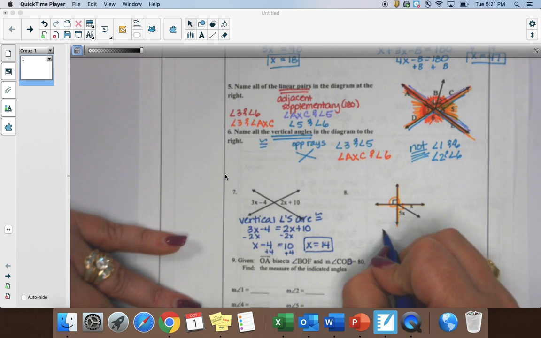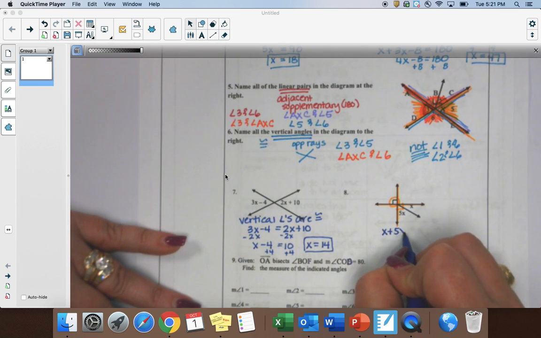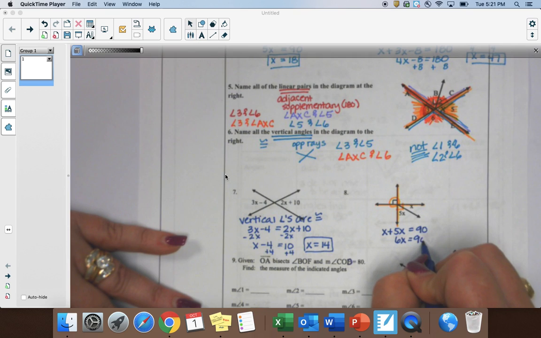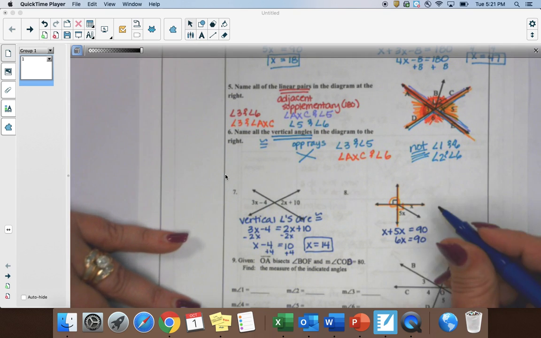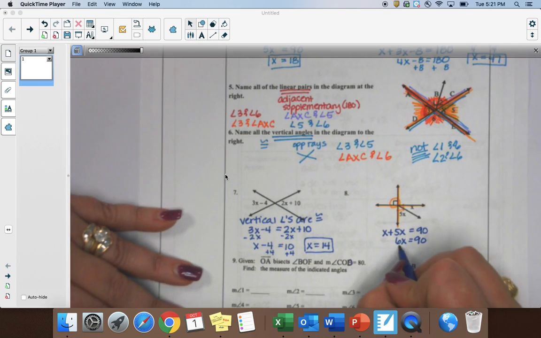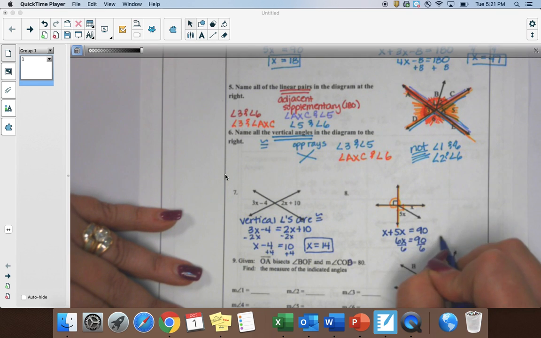So we have x plus 5x is equal to 90. 5x and x is 6x. Then divide both sides by 6, and you get that x is equal to 15. And you can stop there.